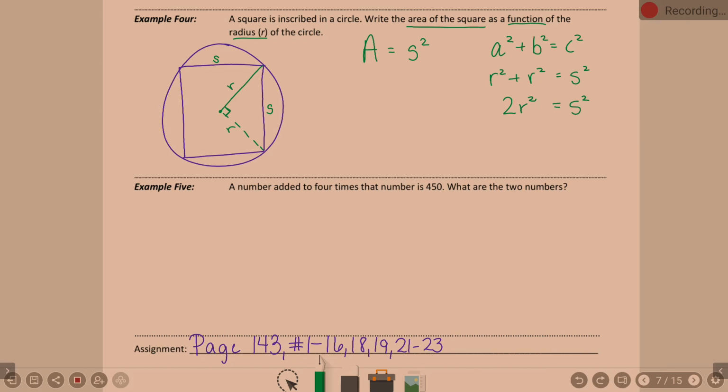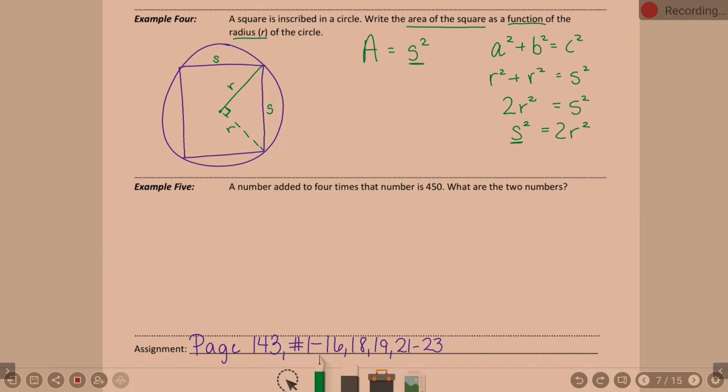Ideally, in a normal situation, I'm trying to solve for s to put it in place of r. Now, Logan saw the shortcut here. What do we just find right here? s squared. What do we need to replace up here? s squared. So could you just go straight to it and say the area is 2r squared? You could. Yes. And that's perfectly fine.